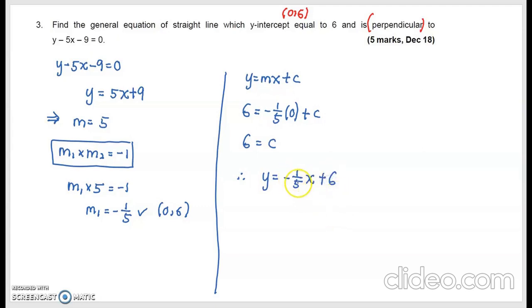If you wish to simplify, you can multiply by 5. So here will become 5y equals negative x plus 30. Each of the terms multiplied by 5. So in general form, it will be 5y plus x minus 30 equals 0. So here will be the answer for question 3.